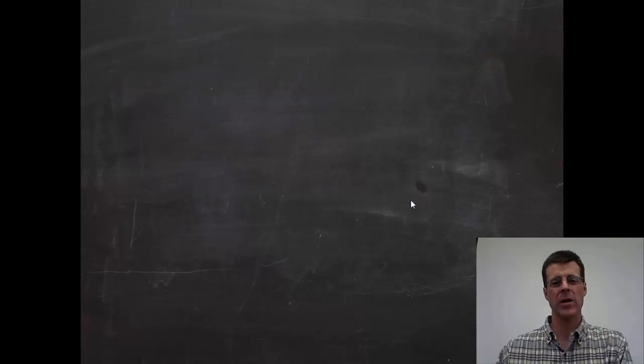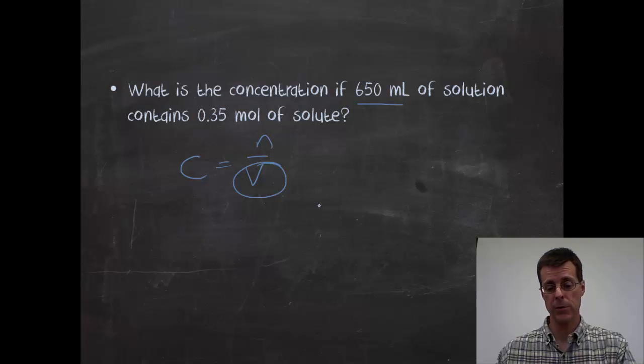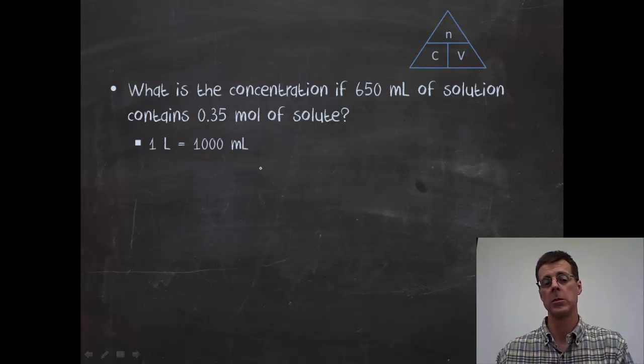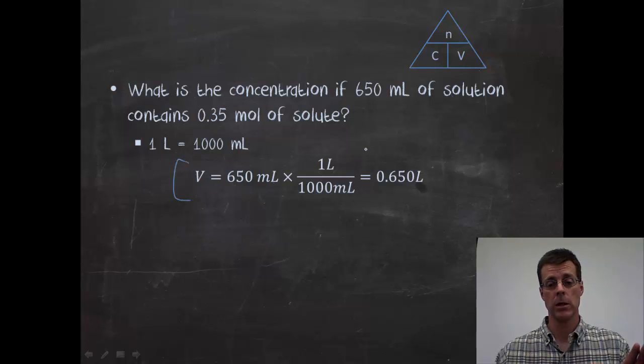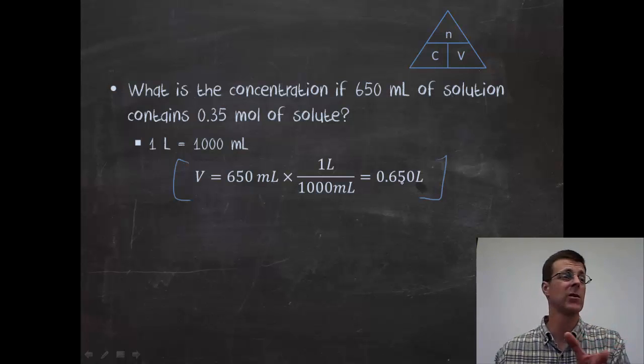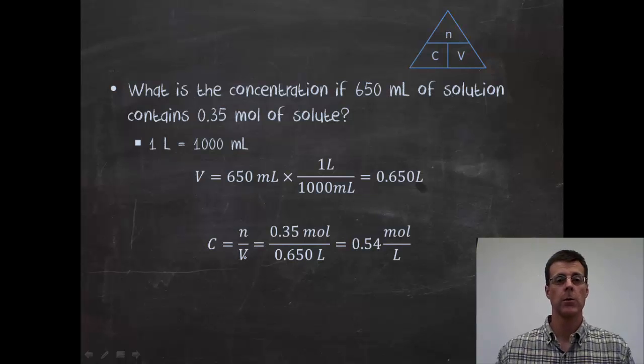Too easy. But if I tweak that a little bit, so what is the concentration? So that's the same. If 650 milliliters, oh, wait a second, I can do concentration is number of moles over volume, but the volume requires liters. So first I have to convert milliliters into liters. And I know that 1 liter is 1,000 milliliters. Now, important, this is what you have to do, but you don't have to show it. If you can do it in your head, 650 milliliters, move the decimal place 3 times. Even if you have to use your calculator, you don't have to show it. What you do have to do is come up with 0.65 liters. That's important. Now I can use my formula, number of moles divided by volume, and I get 0.54 moles per liter.